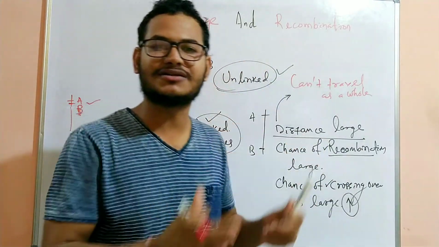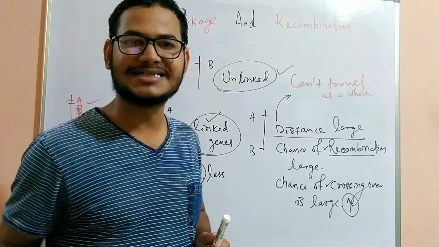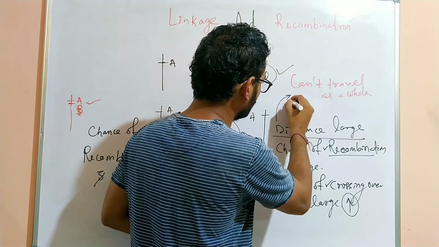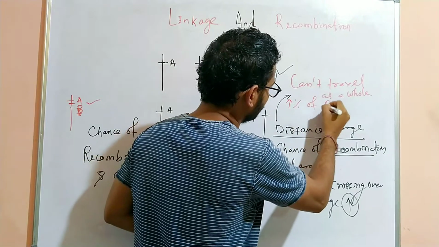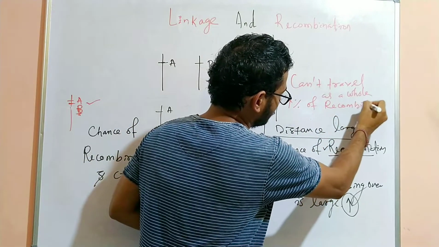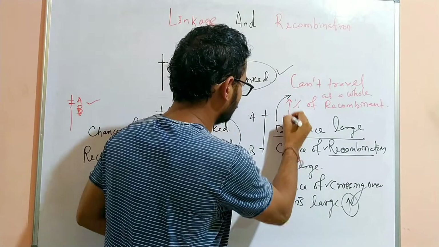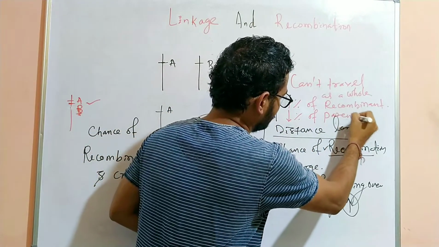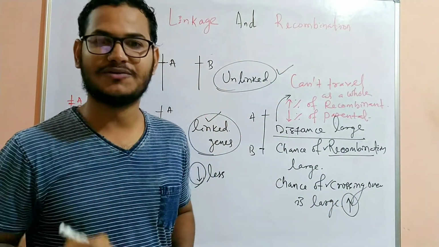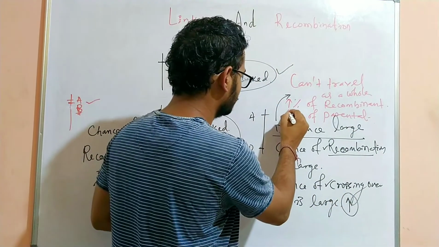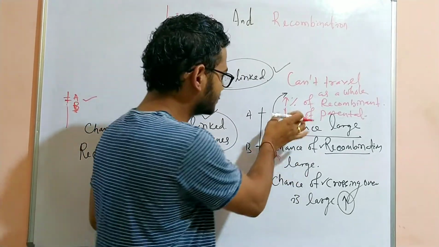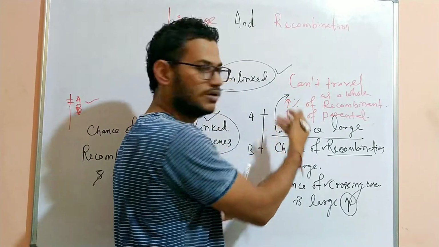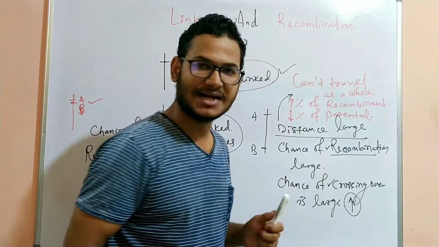Okay, they together cannot travel, so that more percentage of recombinants can be produced. More percentage of recombinants are produced, and less percentage of parental character is found. So less percentage, so I am giving an arrow downward, less percentage of parental character is found, and more percentage, I am giving an arrow upward, more percentage of recombinants are found.